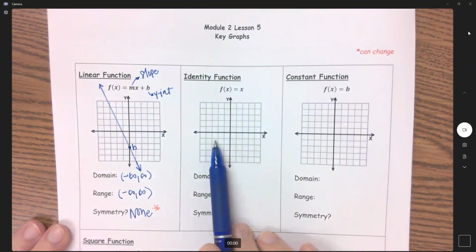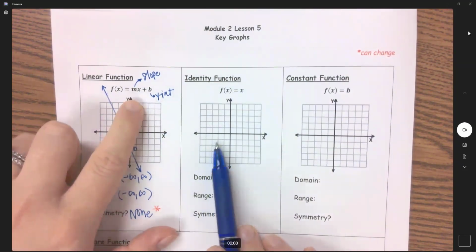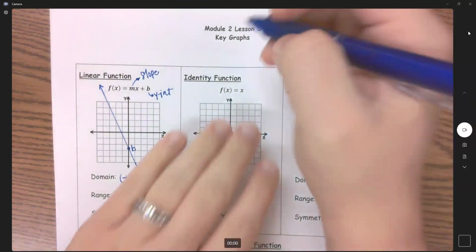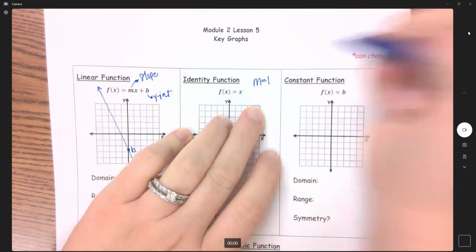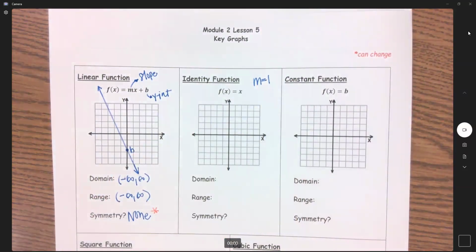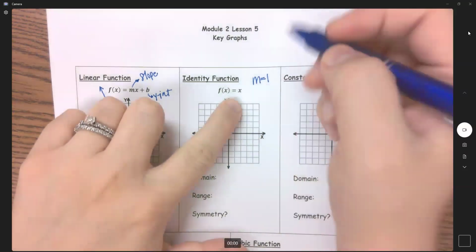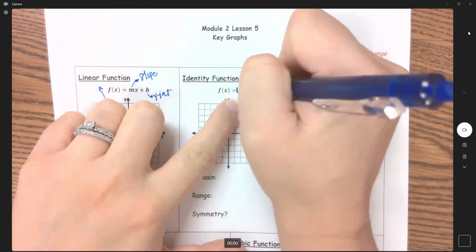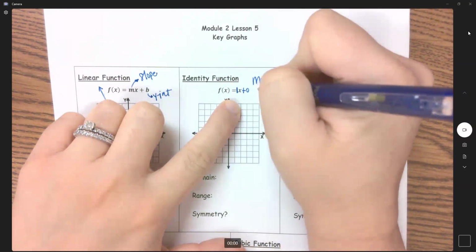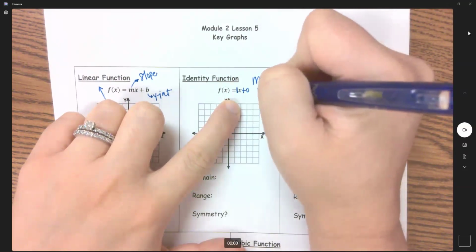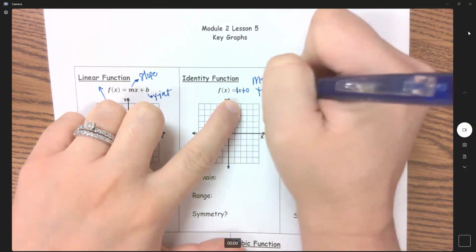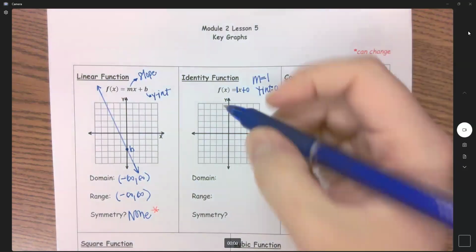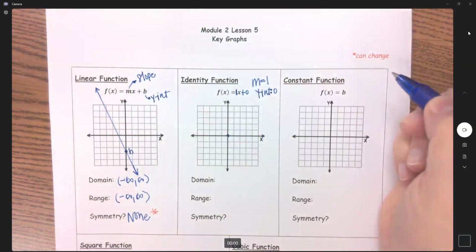Now your identity function is again a special case of this. If we have y equals x, that means that we have a slope of 1, so that's the same as 1x. And we have a y-intercept of 0. This is the same as 1x plus 0. So y-intercept of 0.